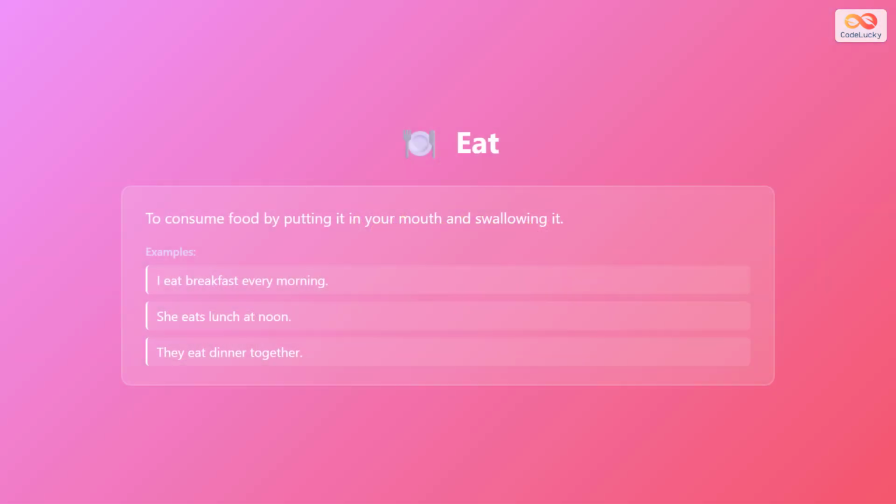The first verb is eat. Eat means to consume food by putting it in your mouth and swallowing it. When you eat, you are taking food into your body. Examples: I eat breakfast every morning. She eats lunch at noon. They eat dinner together. Notice that with he, she, or it, we add an S to the verb, eats.